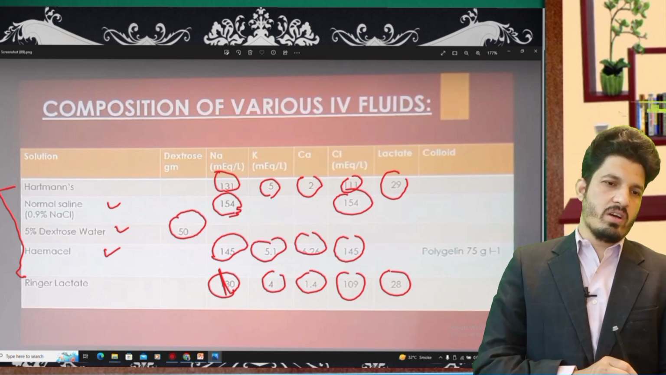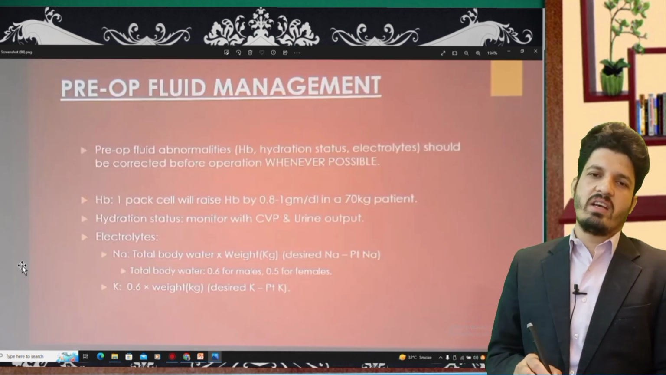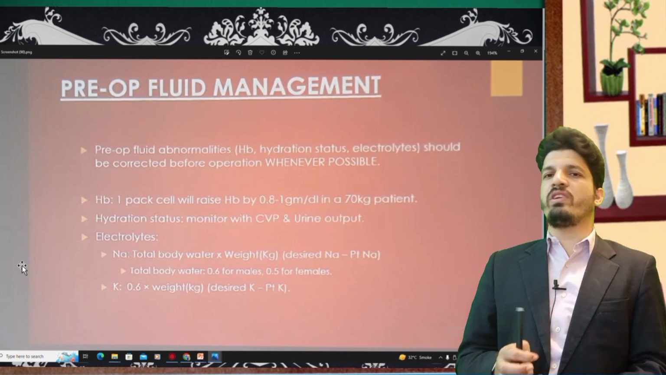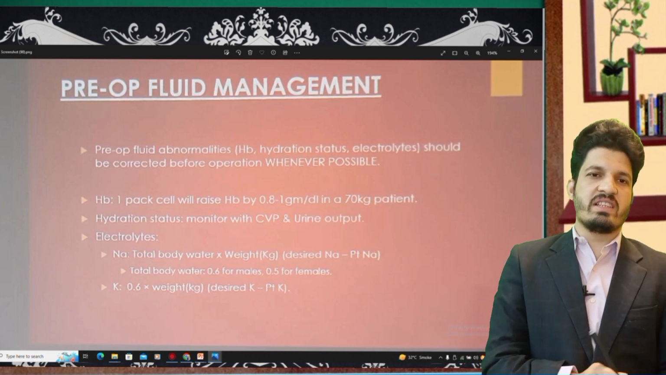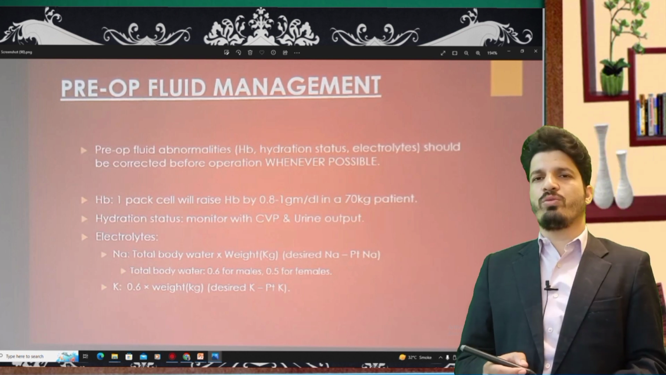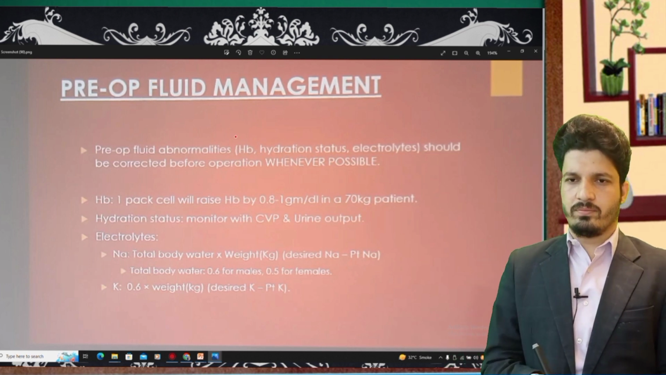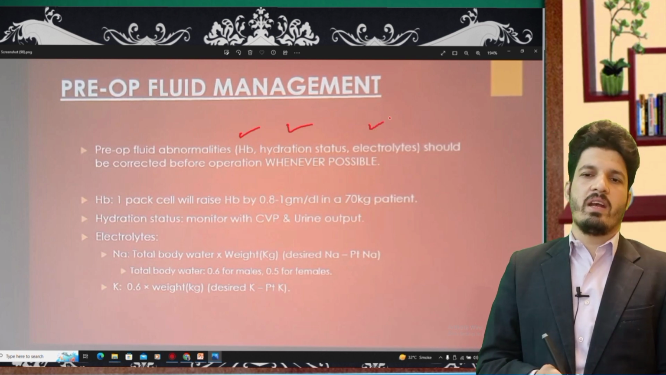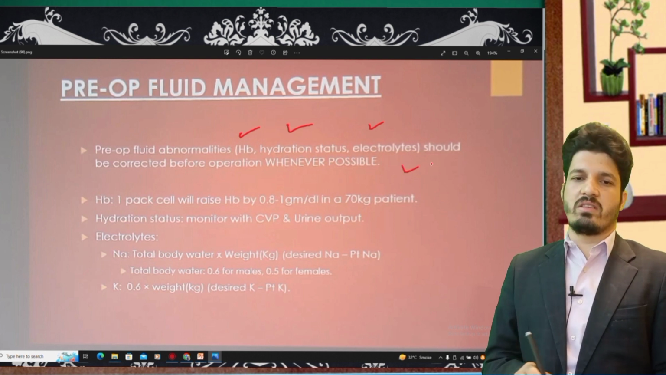So moving towards the next slide. So first slide, in which the preoperative fluid management. In preoperative fluid management, you will look for three things. If you are going to perform the laparotomy or any surgery, you will definitely think about three things. First is the HB, second is the hydration status, and third is the electrolytes. And it should be corrected before surgery whenever possible to optimize the patient.